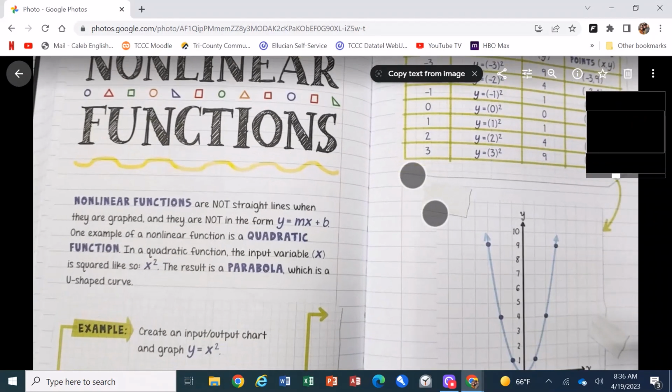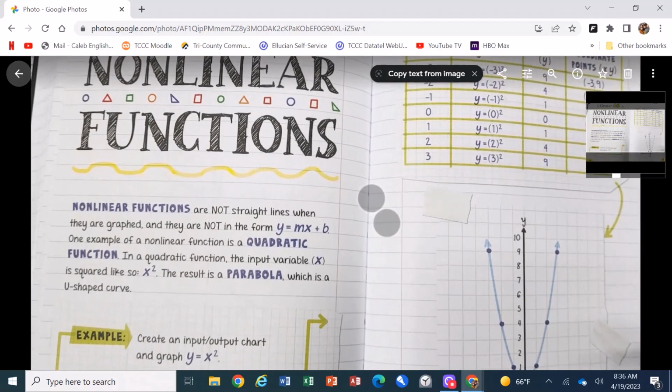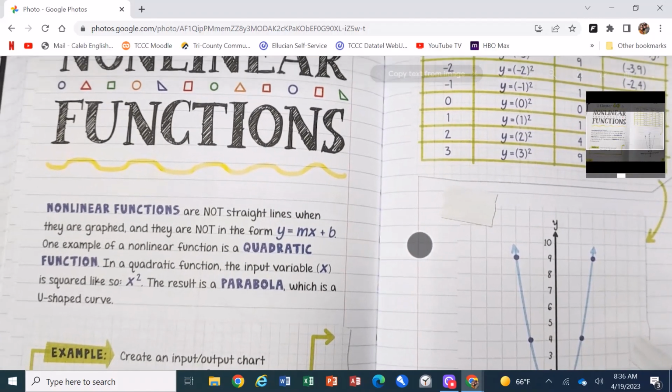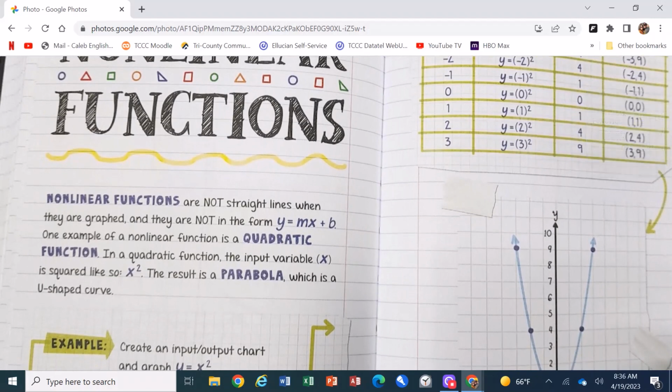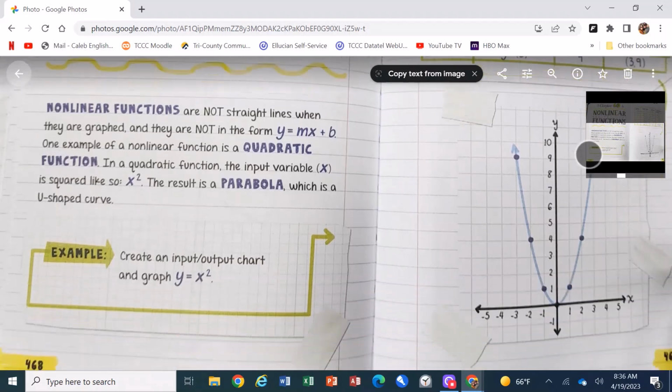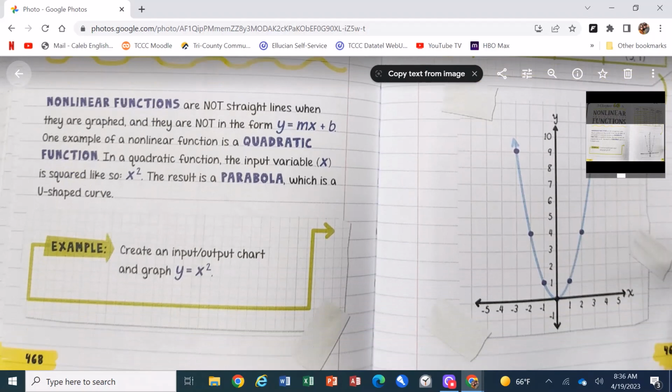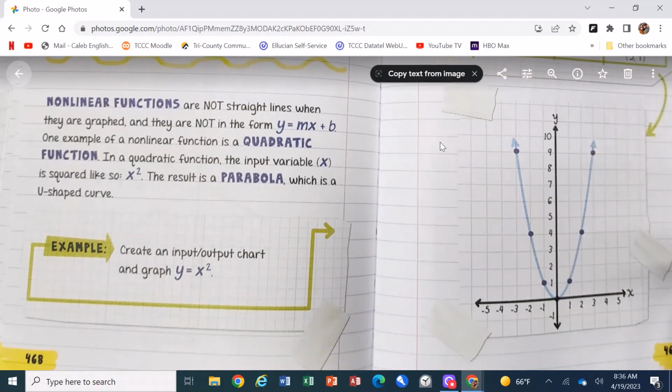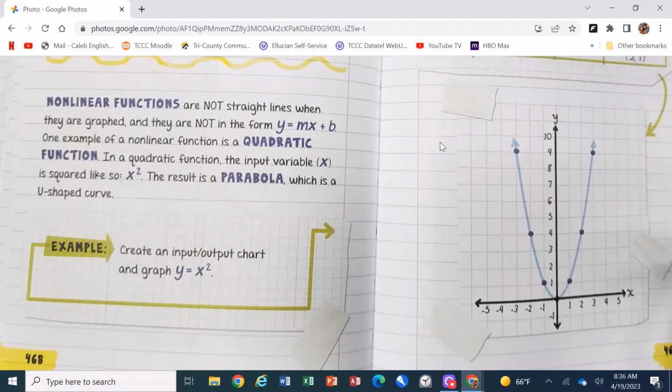But, all right, so nonlinear functions are not straight lines when they're graphed, and they are not in the form of y equals mx plus b. One example of a nonlinear function is a quadratic function. In a quadratic, the input variable is squared. All right? So the result is called a parabola, which is a U-shaped curve.